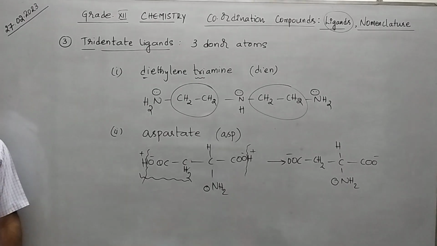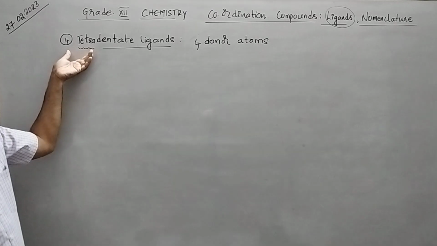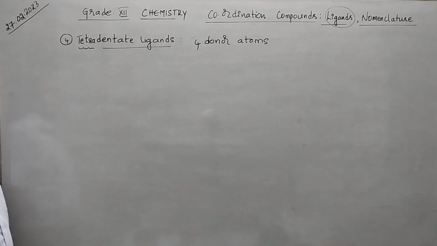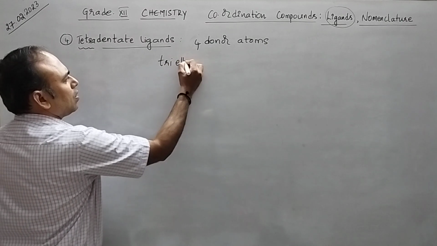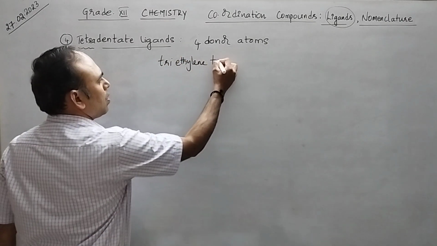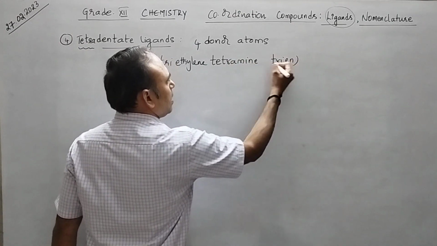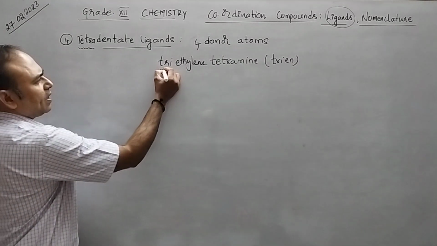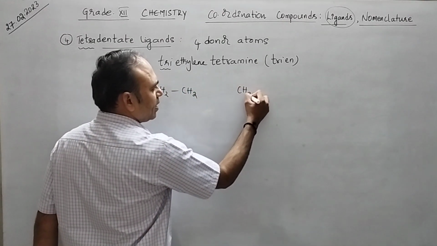Next let us move to tetradentate. Now the next type of ligand, tetradentate ligand. Tetra represents 4 here. So any ligand which has 4 donor atoms is known as a tetradentate ligand. Let us take the example triethylene tetramine. We can write it as tri-EN. So the example is triethylene tetramine. How to draw the structure? First take 3 ethylene groups, CH2 CH2, we can take 3.